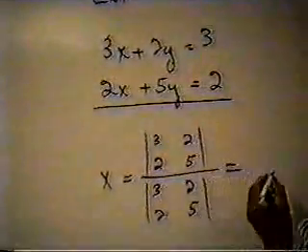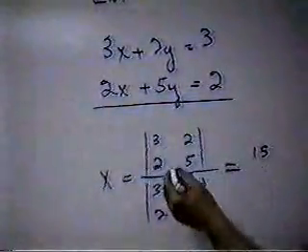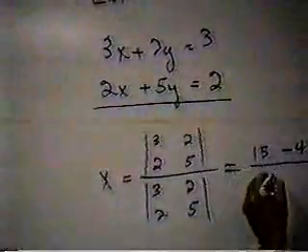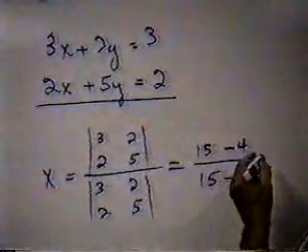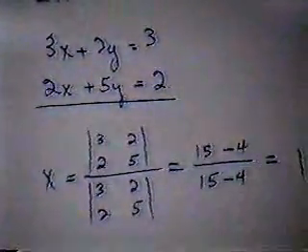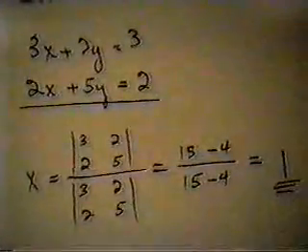All right, so what do we get here? Multiplying down, we get 15. Multiplying up, we change the sign, minus 4. Multiplying down, we get 15 minus 4. So that's equal to 1. Well, that's right. That's what we got a while ago.